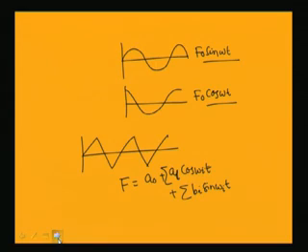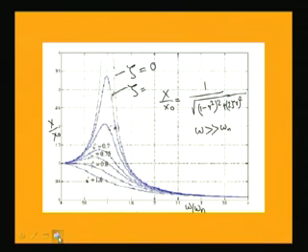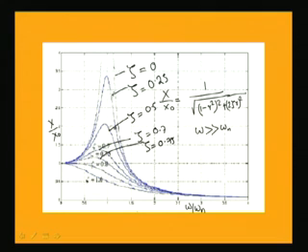Okay. So, for different values of zeta, the response is being plotted. This is zeta equal to 0.25, this is zeta equal to 0.5, this is zeta equal to 0.7, and this curve is zeta equal to 0.75, this is zeta equal to 0.8, and this curve is plotted for zeta equal to 1.